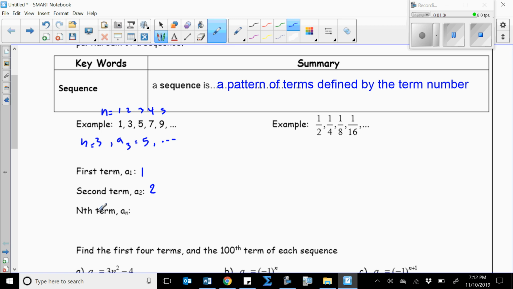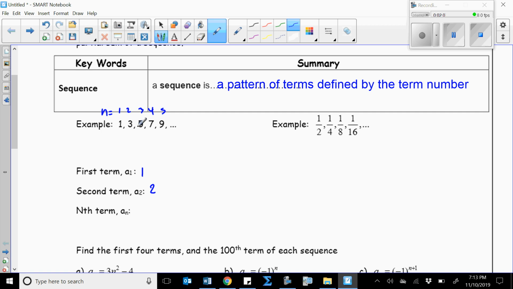Now here we want to find the nth term of this sequence. To find the nth term of the sequence, we basically need to find a general rule or general formula. So I need to find a relation between the number of the term and the terms that I see here. If I look at these terms, when n is 1, A1 is 1, n is 2, A2 is 3, n is 3, A3 is 5.